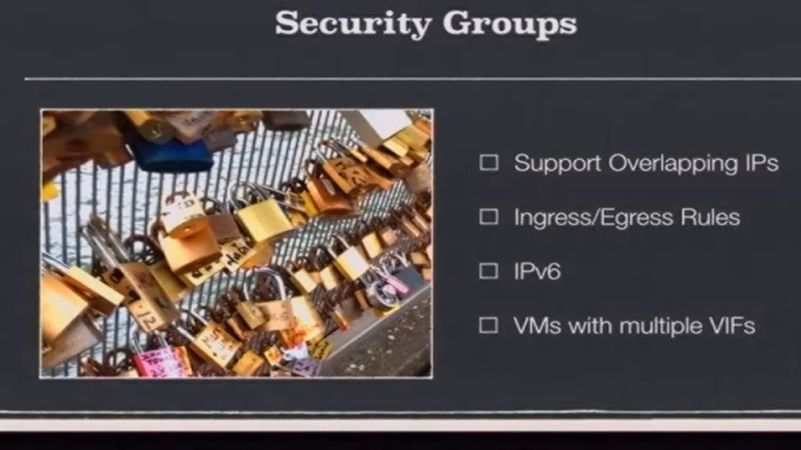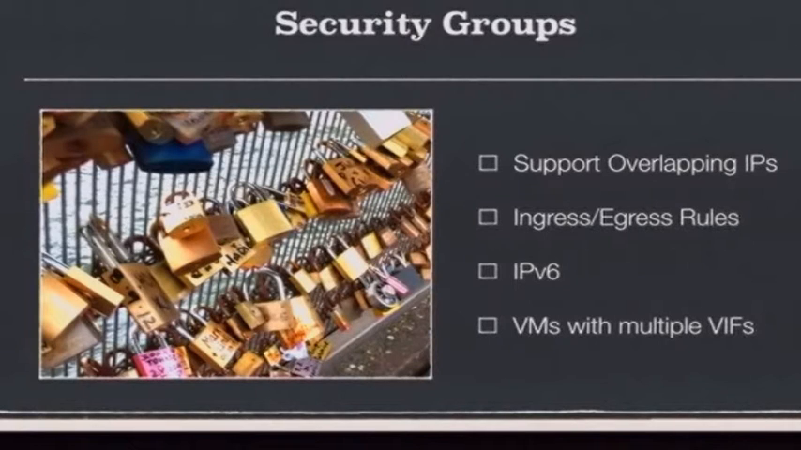IPv6 is a must. The v4 space is running out. More and more providers are providing v6 connectivity. We wanted to make sure that Neutron was ready for it. I mean, IPv6 is 20 years old at this point in time, so it needs to be there. As well as the ability to support VMs with multiple VIFs. Traditionally, it's not very exciting if you can only plug your VM into one network. Sometimes you need your VM to be plugged into multiple networks, depending on the logical topologies you've created.